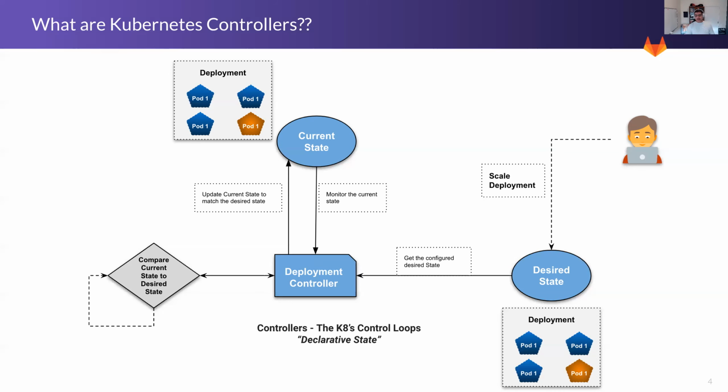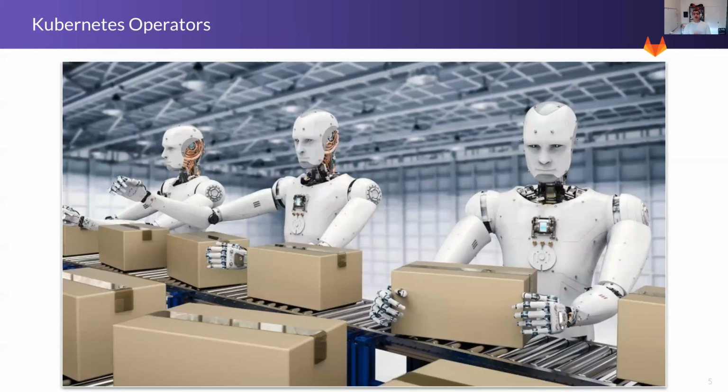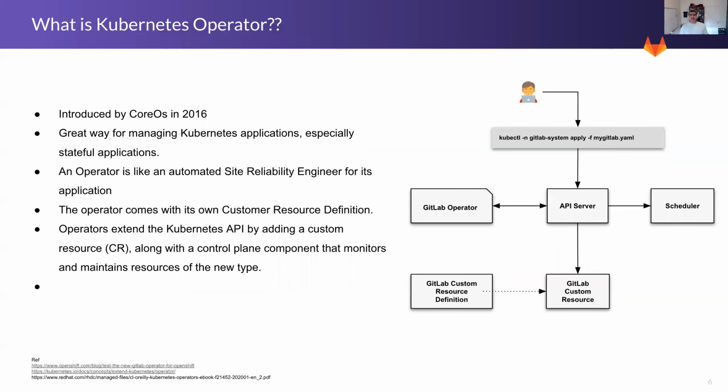This is exactly where the Kubernetes operator comes into the picture. Think of operators as exactly these robots. I really like this picture. It was introduced in 2016, and it's a great way of managing Kubernetes applications, especially, as I said, stateful applications. Think of them as an automated SRE, or site reliability engineer, for the application.